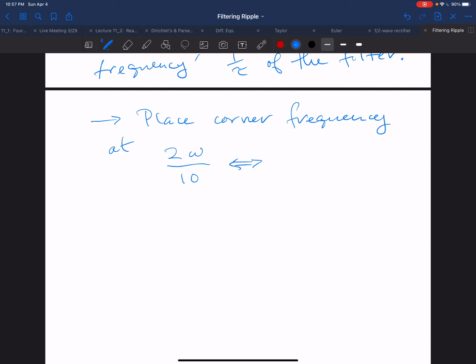So in other words, we want this to be 1 over tau. And that means that we want the time constant tau, which works out to be the product of R and C for the circuit, to be 5 over omega, where this omega again is a particular omega. It's the angular frequency of our input sinusoid.